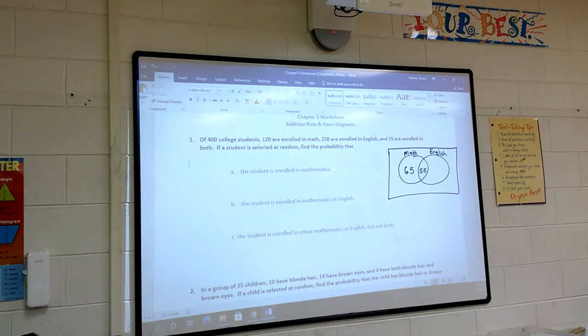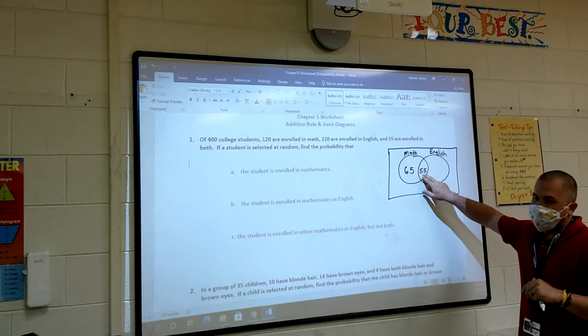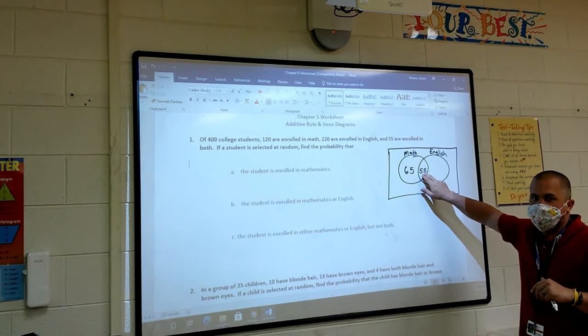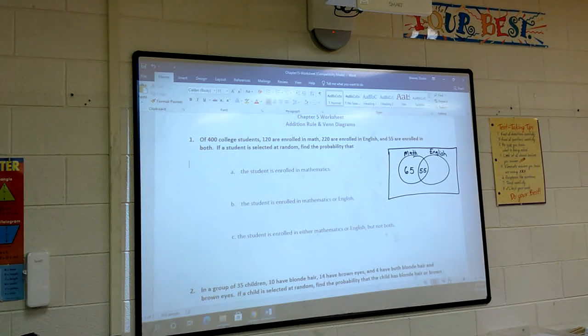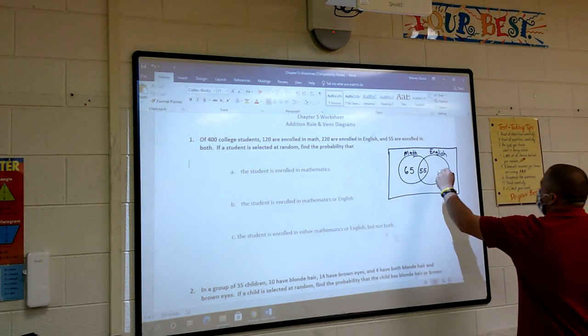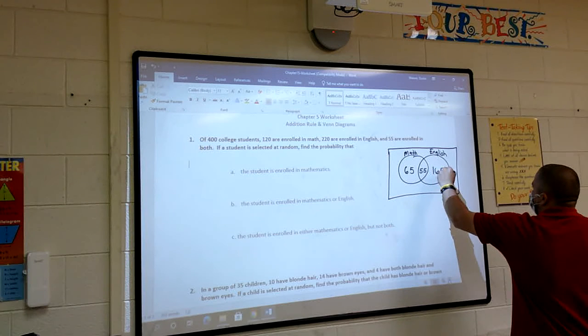That means if you look at just the math circle, it is adding up to 120. So you now see 120 students enrolled in math. It says 220 are enrolled in English, so you want to follow the same process. You already have the 55 students that are in English because they're also in math. So you want to find how many are just in English. So 220 minus 55 gives me 165.